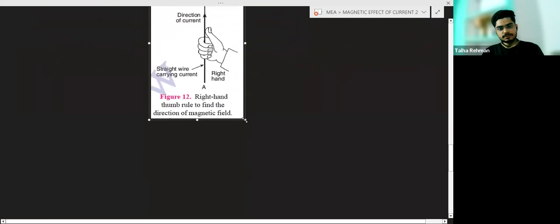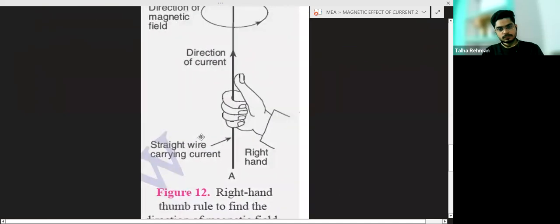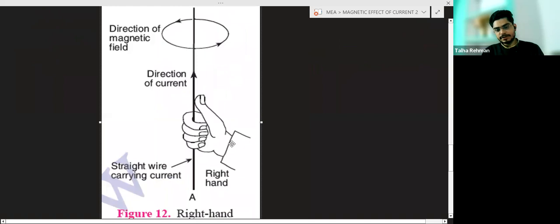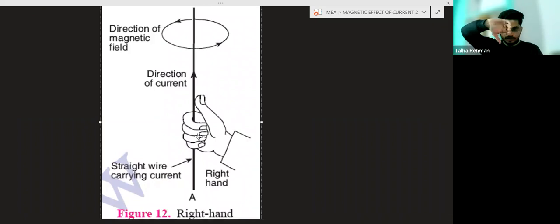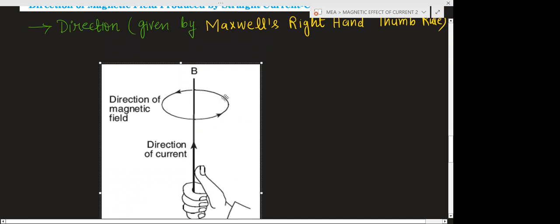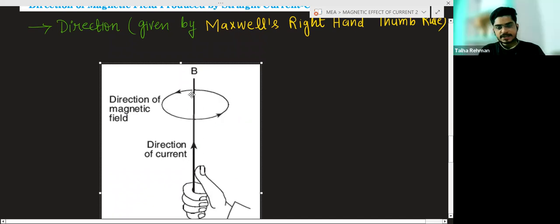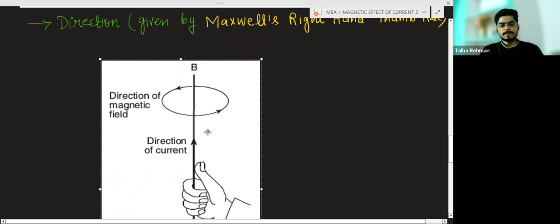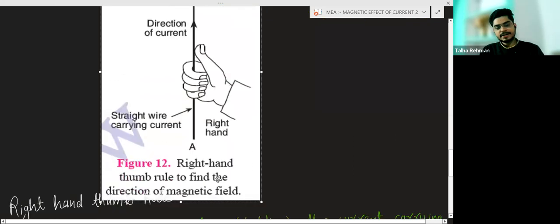Okay. So in this way you have to do. You can see here in this figure, this is the right hand written here. If the current is in the downward direction, you will do like this, and in this direction you will get the magnetic field. This is the direction of the magnetic field. This is anti-clockwise. So if the current is in the upward direction, then you will get anti-clockwise. Okay. And this is the straight wire right hand thumb rule.